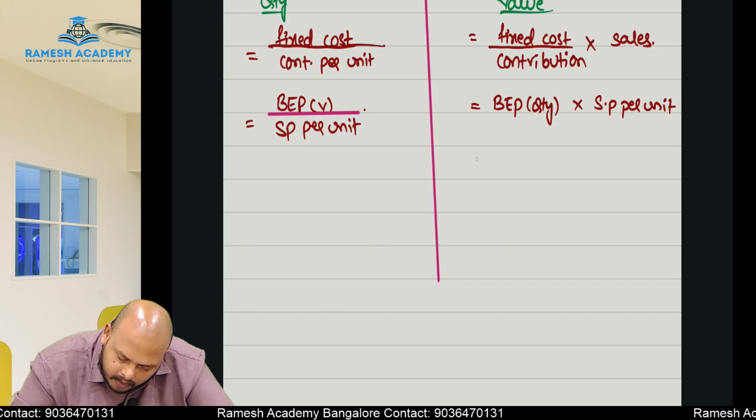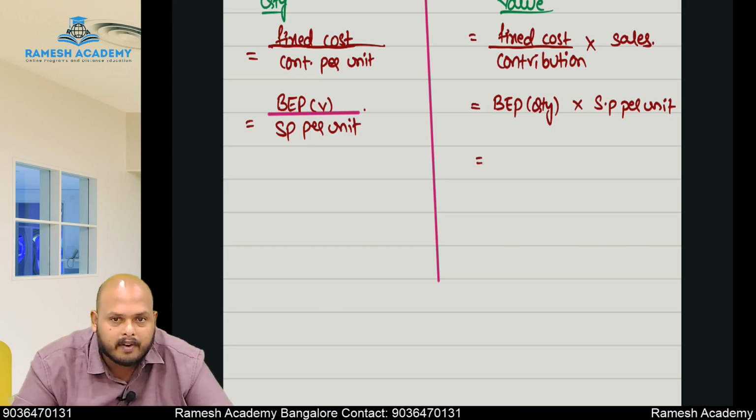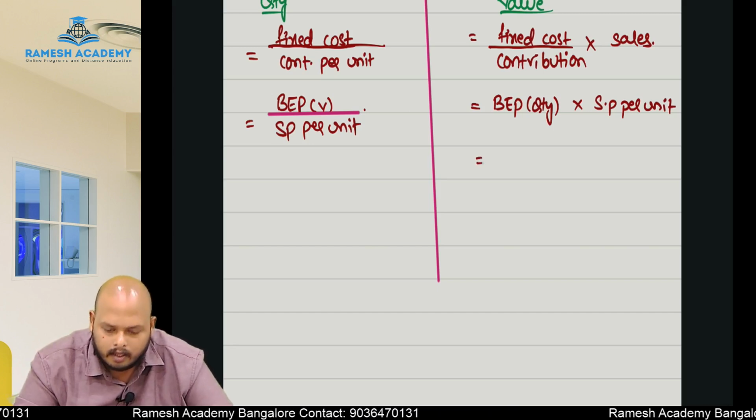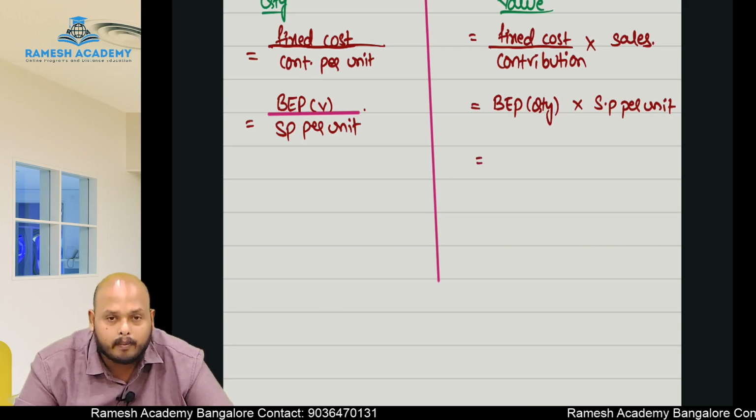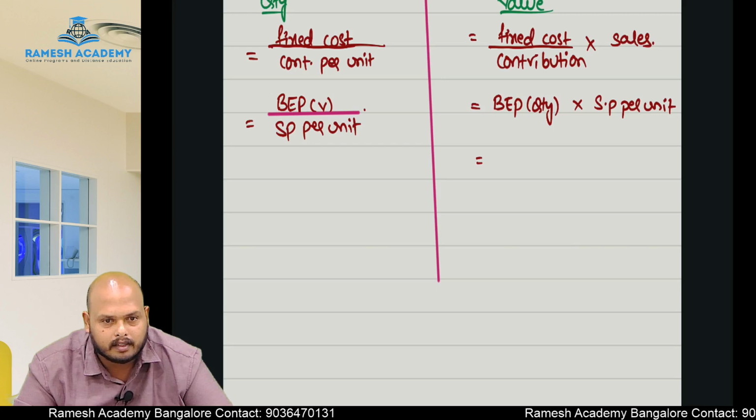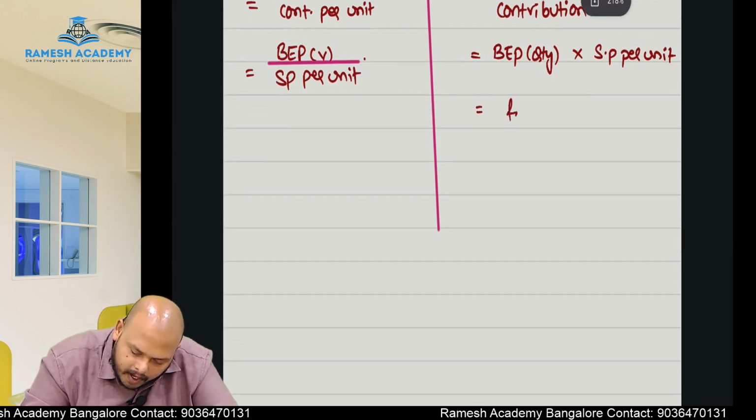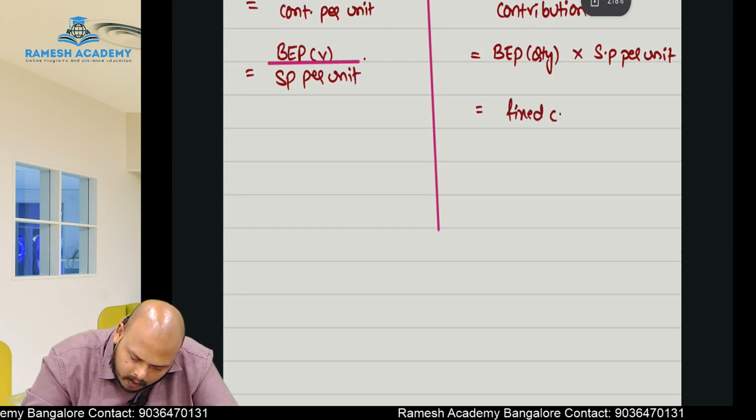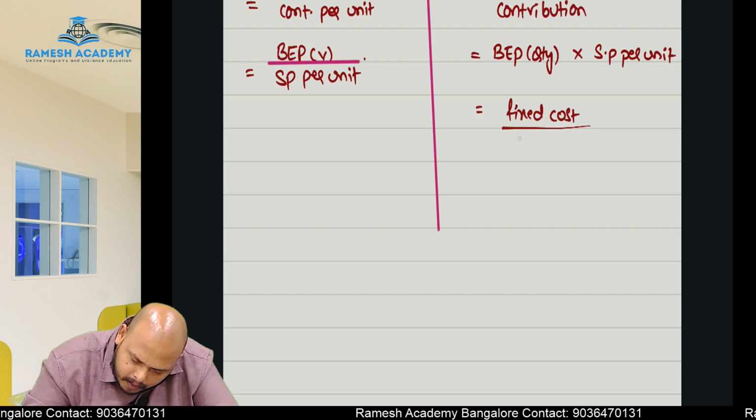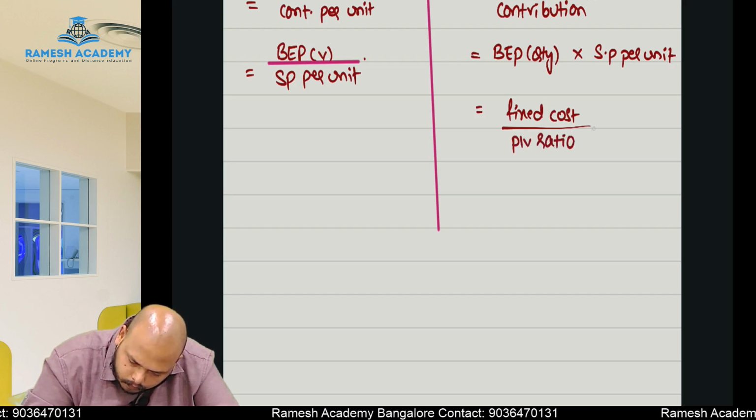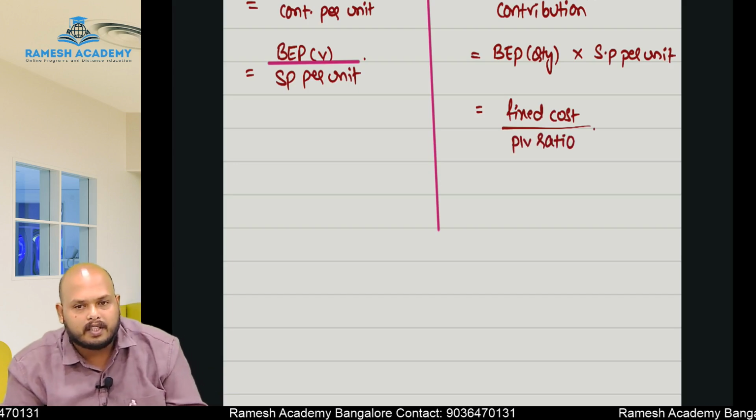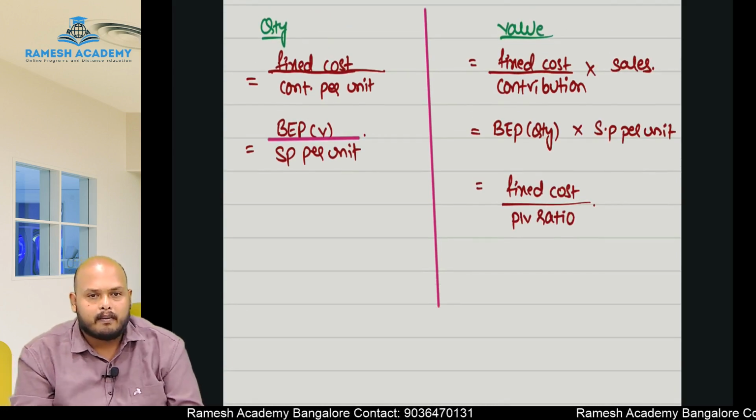Next, if you observe, fixed cost divided by contribution into sales. If you send sales to the denominator, it becomes contribution by sales. Contribution by sales is nothing but PV ratio. So what is the formula? Fixed cost divided by PV ratio.